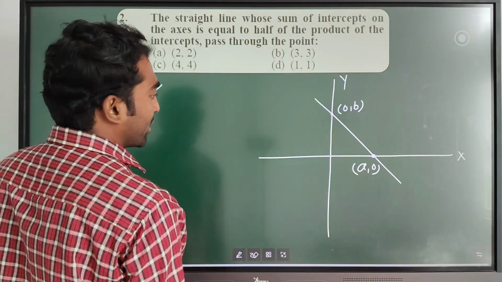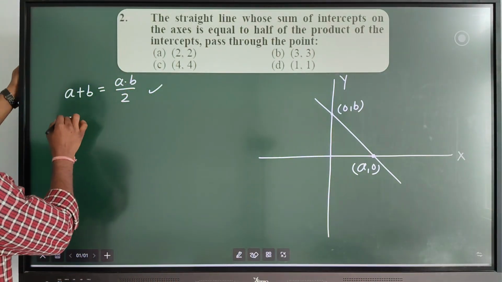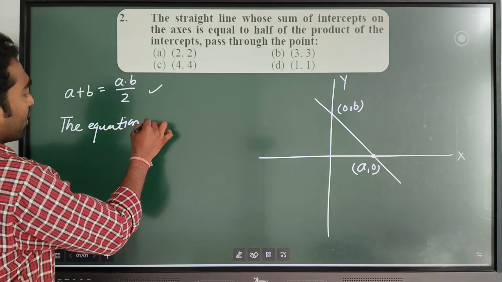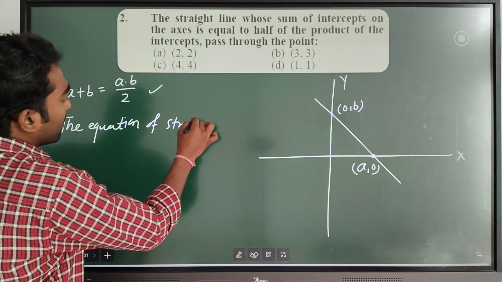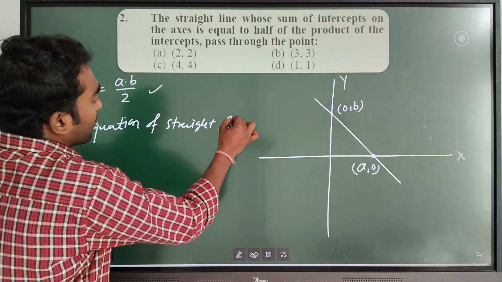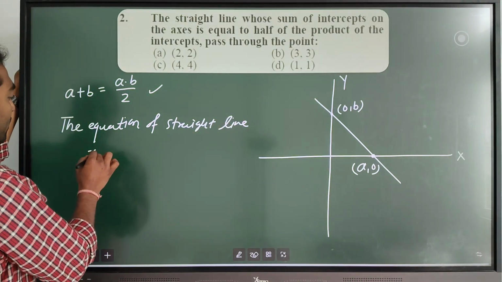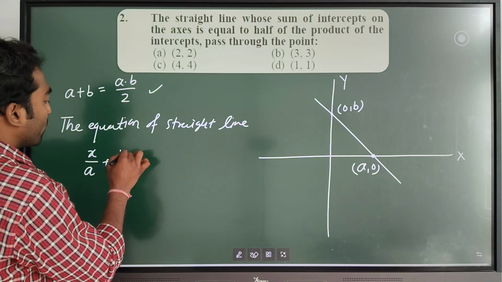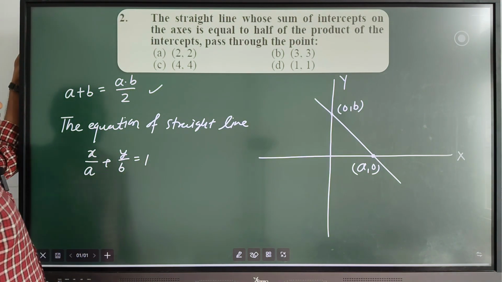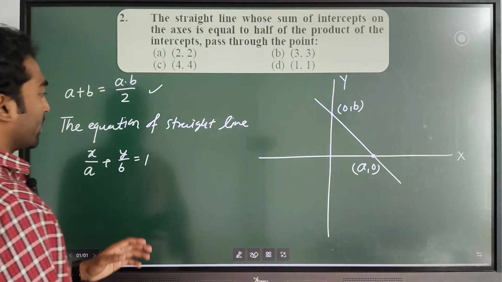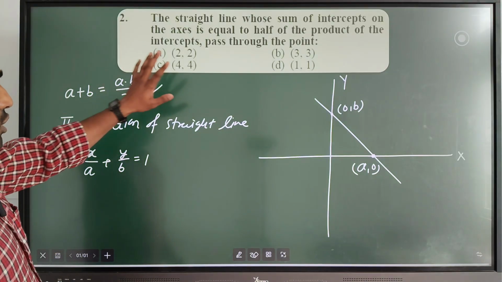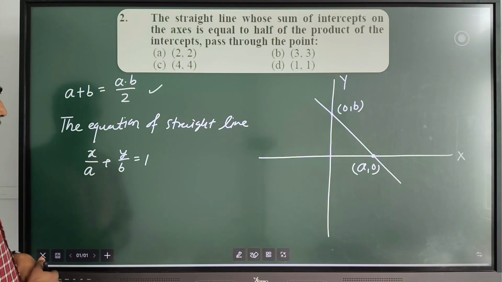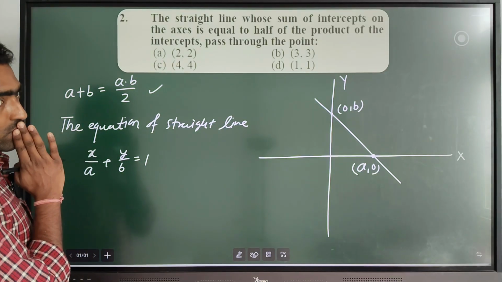So the equation of that particular straight line is: since the intercept on the x axis is a, x by a plus y by b equals 1. X upon a plus y upon b equals 1. Now you have to check which of the options satisfies that particular condition, which means you have to put in all the options.